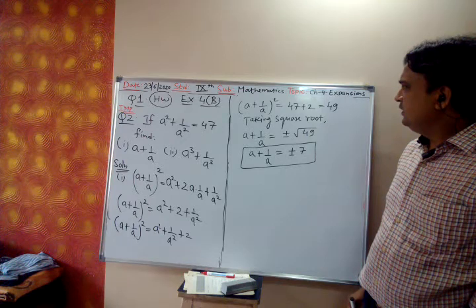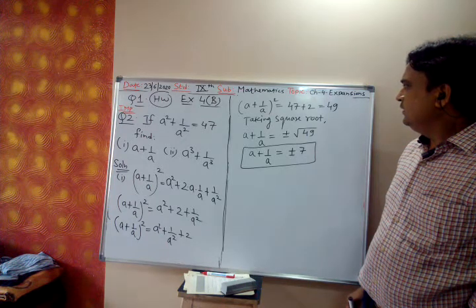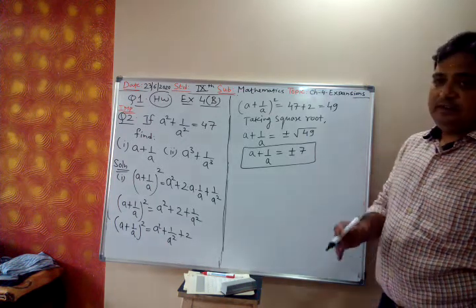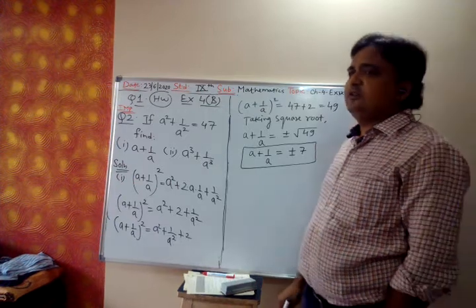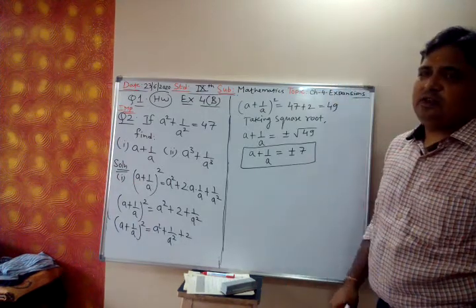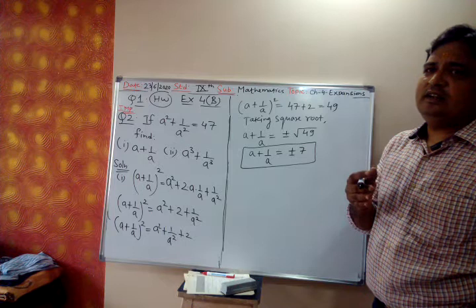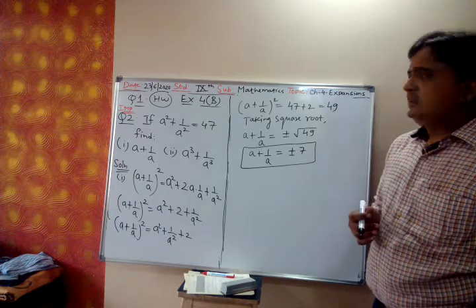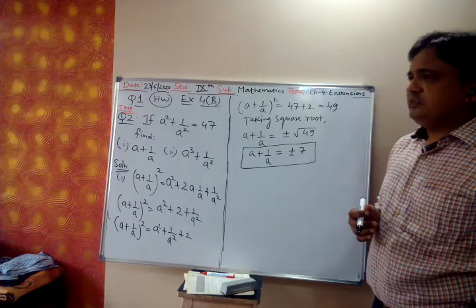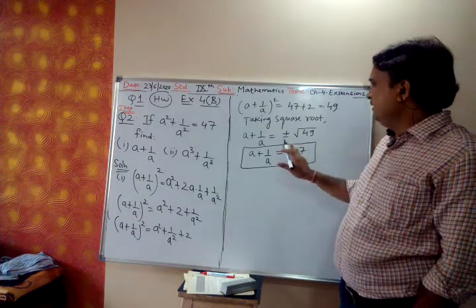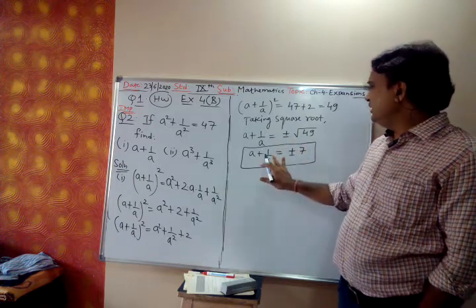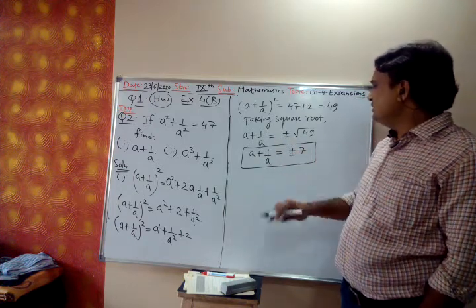You can directly write it. But some of the students take only the plus sign. That will not work because it is not given that a is positive. If it is given that it is positive, then only we take the plus sign. But there is no such condition. So you have to take both signs, plus sign also, minus sign also.